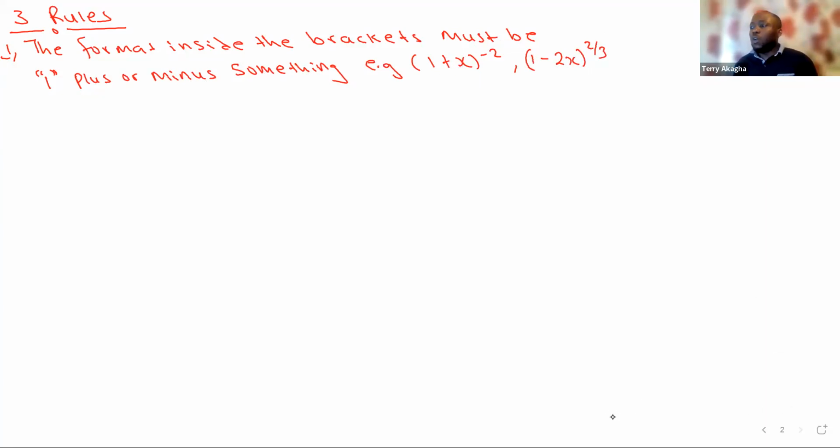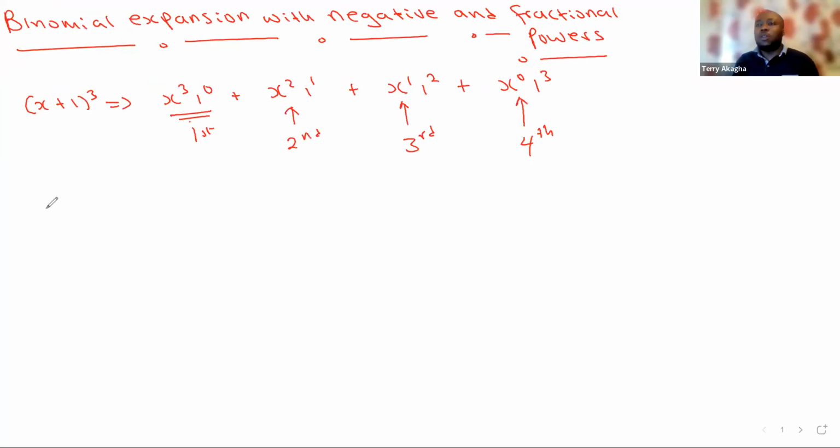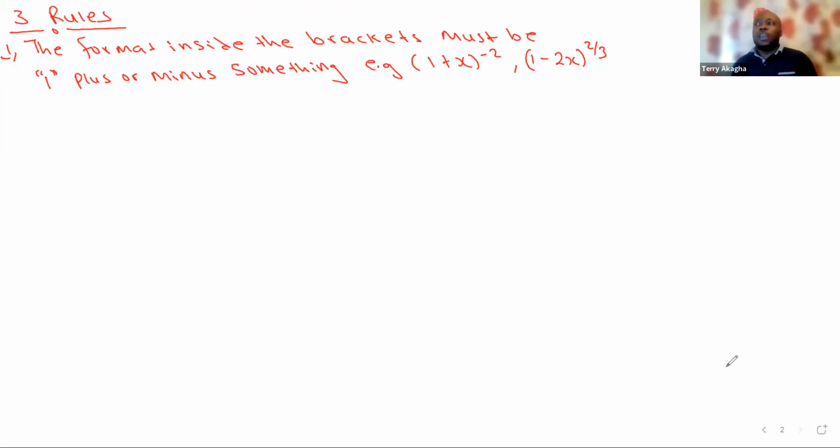Now, in the previous video, when we were talking about a plus b raised to the power n, I talked about this. There was no rule: a can be anything, b can be anything, provided that n is a positive integer. But when it's negative, it has to be 1 plus something.